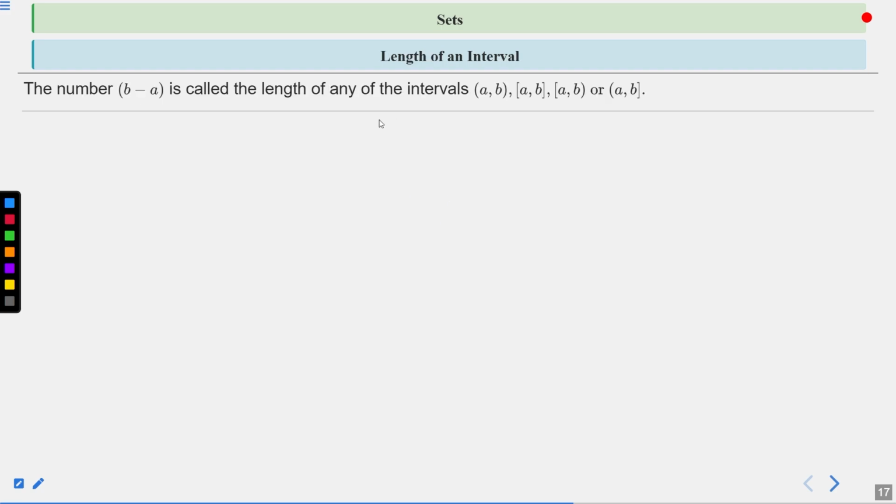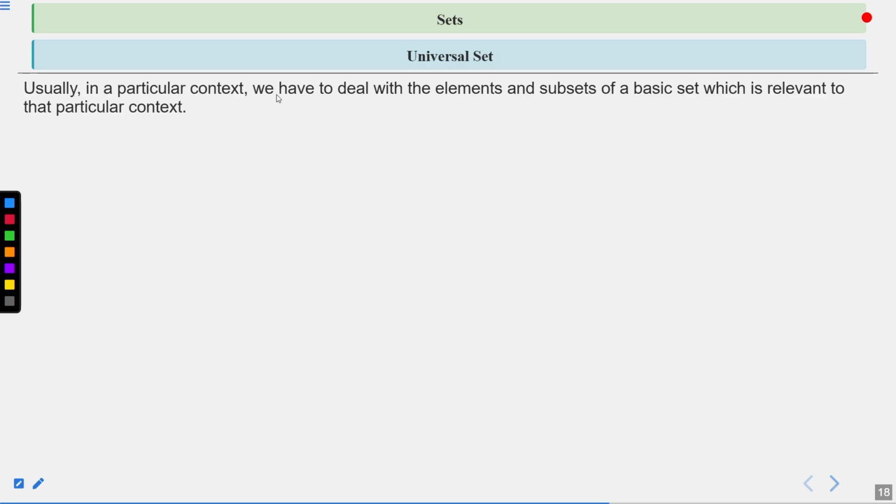Now, the length of an interval. So far you have seen four intervals: the open interval, the closed interval, and two half-open, half-closed intervals. In all cases, the length is simply given by b minus a. So this represents the length of any interval of this form. Clear? Now, universal set.